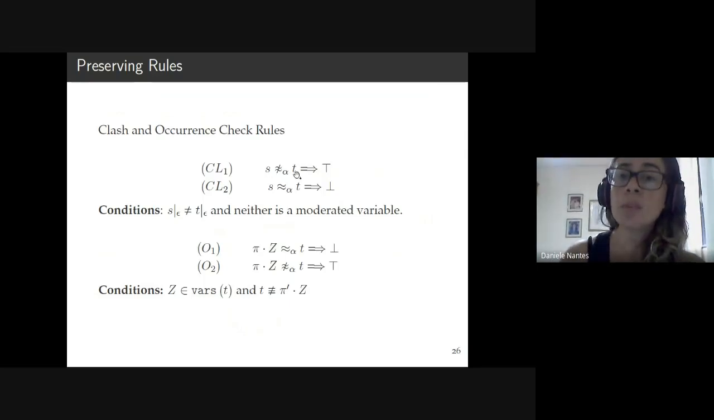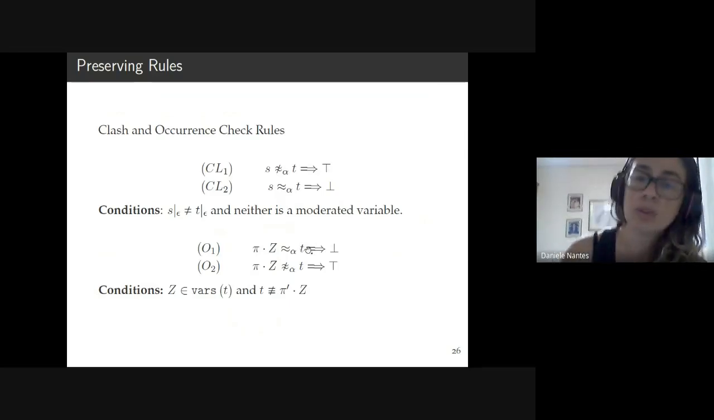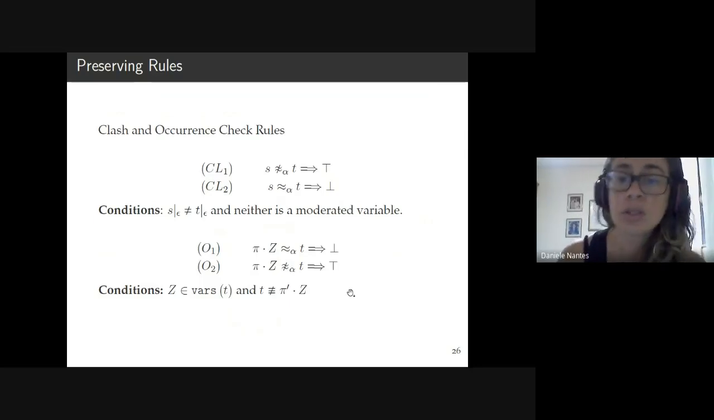If you have two terms, S and T, and their heads have different function symbols, and you are checking for the disequality, this is true. But if you are checking for equality, this is false. And for the occur check, you cannot have a variable equal to a term that contains this variable. This is always false in case you are checking for equality, and in case you are checking for disequality, this is always true. So these rules, we didn't have to change much.